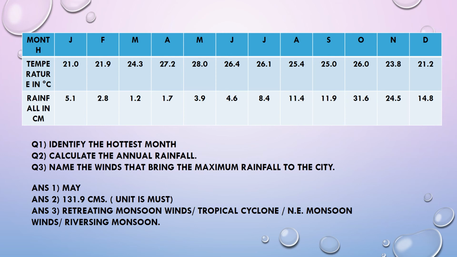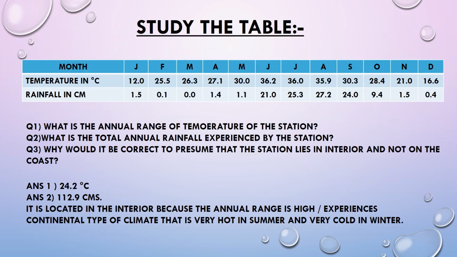Unit is a must. Third one is, name the wind that brings the maximum rainfall to the city. Now if you see the rainfall in the city, in October and November month the rainfall is very heavy. So that October November month denotes your retreating monsoon winds. It is also tropical cyclone and the winds responsible are the northeast monsoon or the reversing monsoon.